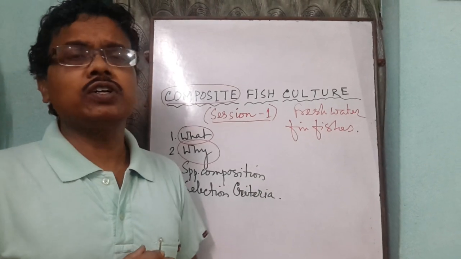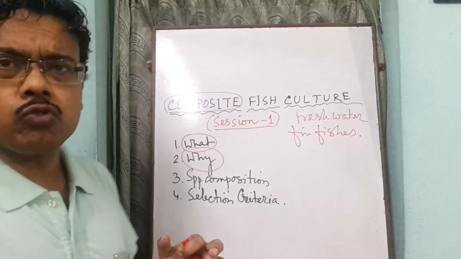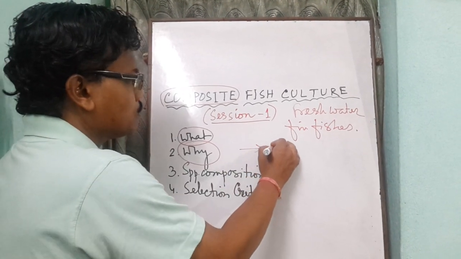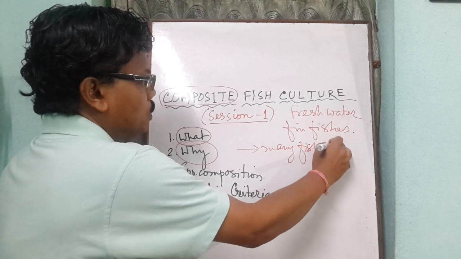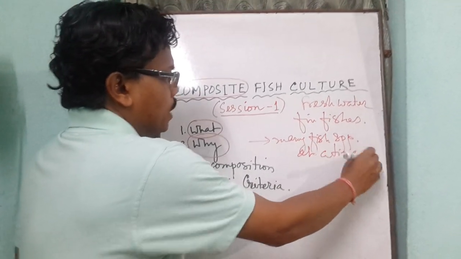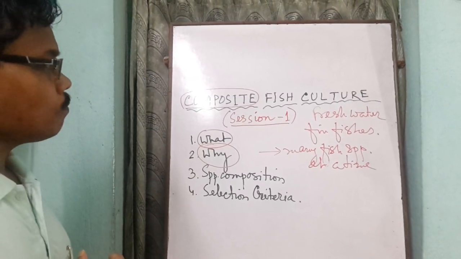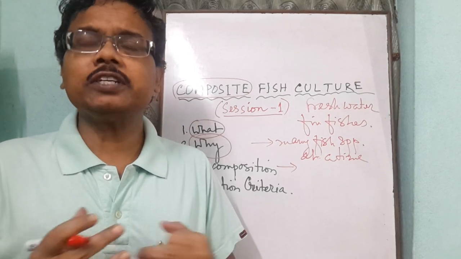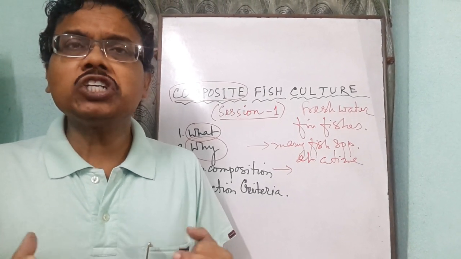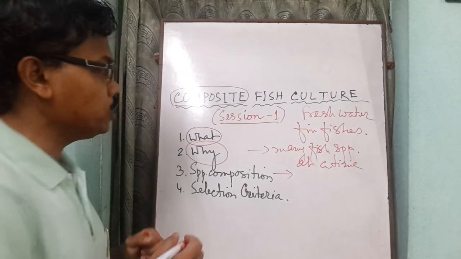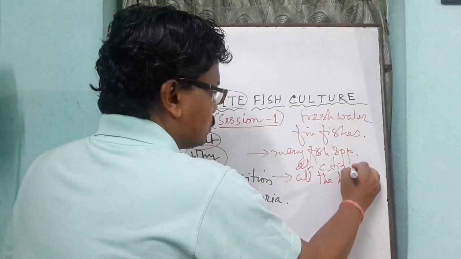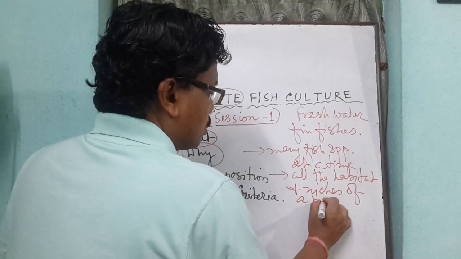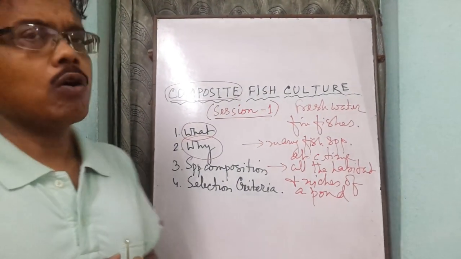With the help of this fish culture system, we can introduce many fish species at a time in the same fish pond. Then, we can utilize all the spaces, all the habitats, the scientific term being niches, all the niches of a pond. So, in this system, we can utilize all the habitats and niches of a pond, that is, every space, every corner of our pond.